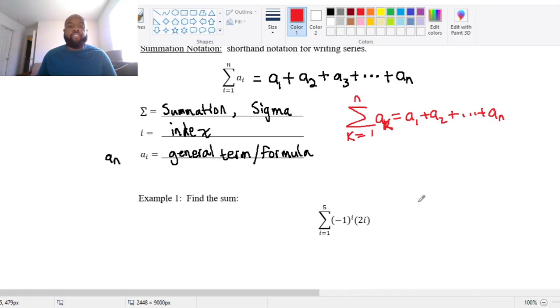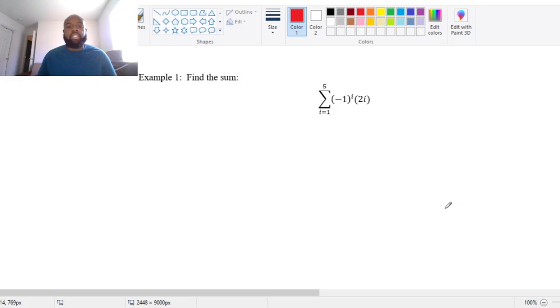So what we're going to do is find the sum. We have this series here, and we're going to find the sum of this series. Remember, when we see the sigma notation, it just means to add up all of your terms. So this is our general term. We have a formula here. Instead of having A sub I, we have the formula for what A sub I equals, and so we're going to find that general term here.